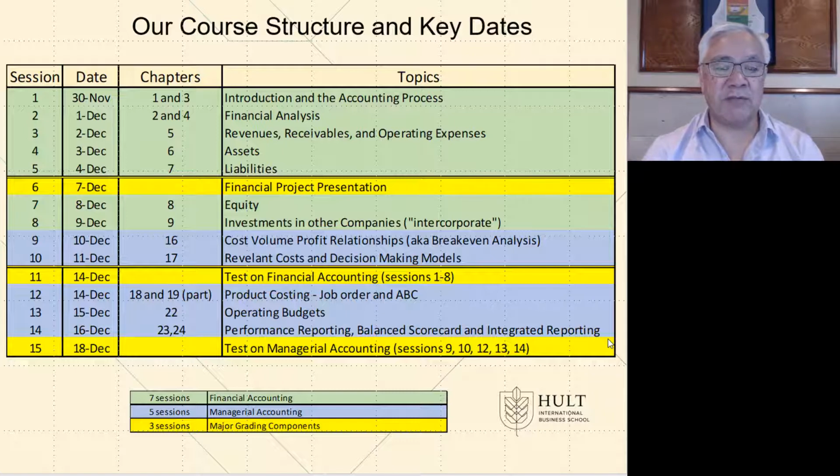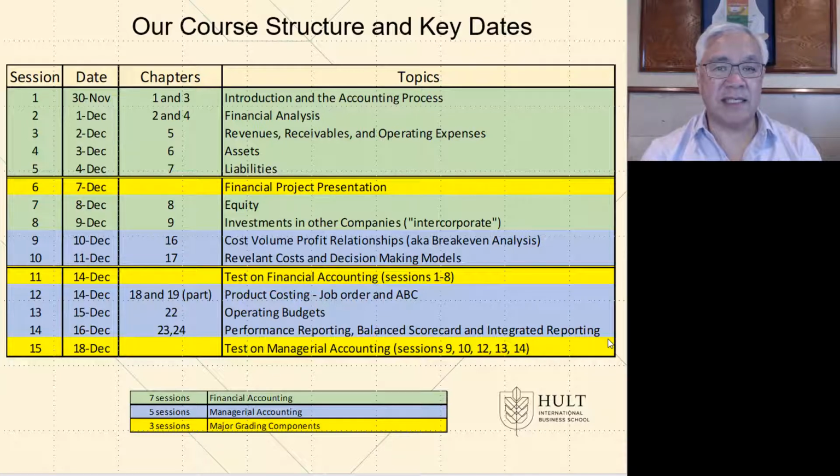The yellow bars represent deliverables. The first deliverable, which is the Monday after we start our class, is a project. You will be presenting financial analysis of a company to your classmates, and that's the first deliverable. The following week, we'll have a test on financial accounting. Note that the test on December 14th will be based on the material in green. So we're going to cover material, and you'll have a weekend and a couple of days during the week to review the material and get ready for the test.